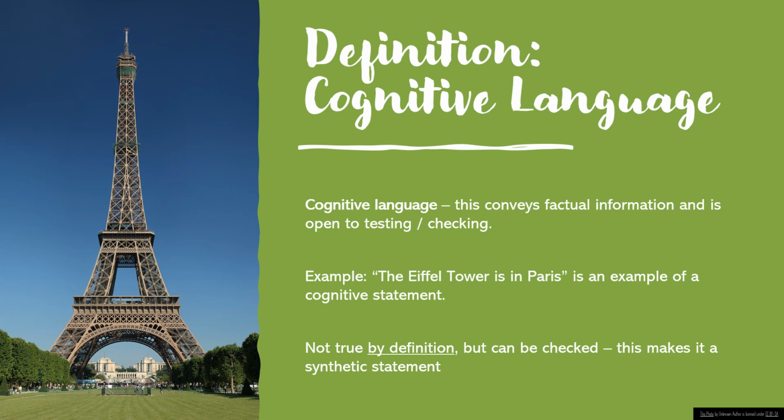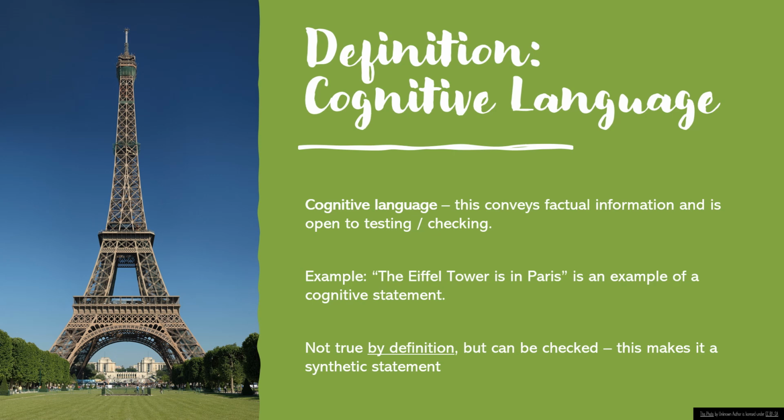So this is an example of a cognitive statement that's also a synthetic statement. So a synthetic statement is open to being checked through evidence. Some cognitive statements are analytic. That tends to be something like 2 + 2 is 4 is an analytic statement, or a bachelor is an unmarried man is an analytic statement, because it contains its own kind of truth or verification. You don't need to go and check. The Eiffel Tower being in Paris is not true by definition. It doesn't have to be true because the Eiffel Tower could be somewhere else. But if we go and check, we'll find that it is in fact in Paris.